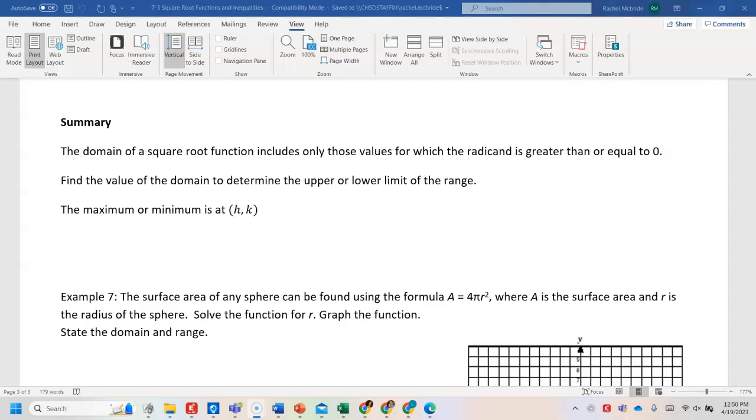The domain of a square root function includes only those values for which the radicand is greater than or equal to 0. So yesterday we talked about setting f of x, which is what's under the radicand, greater than or equal to 0. The value of the domain is used to determine where the range value will start. And then we say that it has a maximum or a minimum at that h, k, much like our vertex. So that starting point of your square root is at that h, k, shifted right or left, up and down.